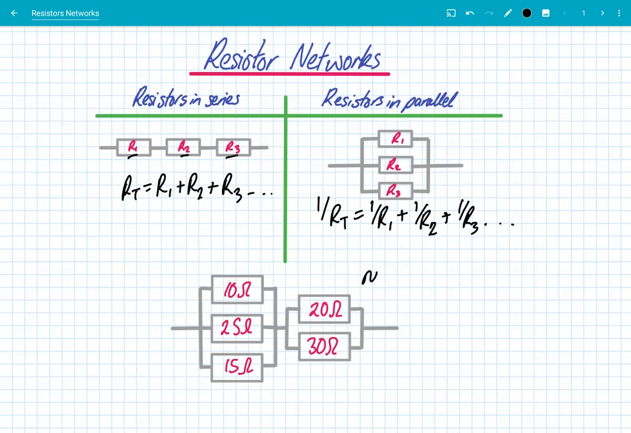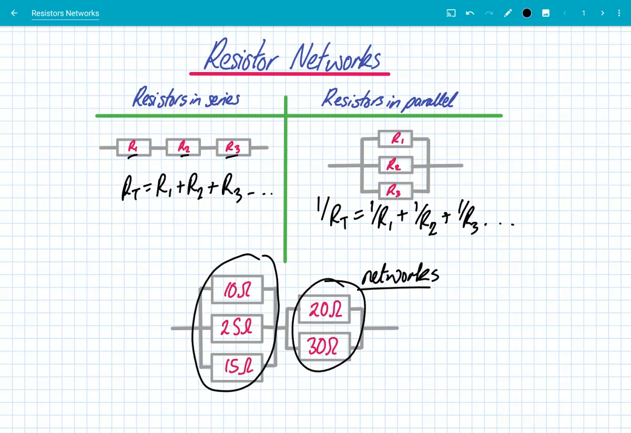Today we're going to look at networks of resistors. In these networks, you could have some resistors that are in parallel. So here we've got a 20 and a 30 ohm in parallel, and we've got 10, 25, and 15 ohms in parallel here. But these two combinations are in series with each other. So we're going to learn how to apply the rules for resistors in series and the rules for resistors in parallel to these resistor networks. So let's do some worked examples.